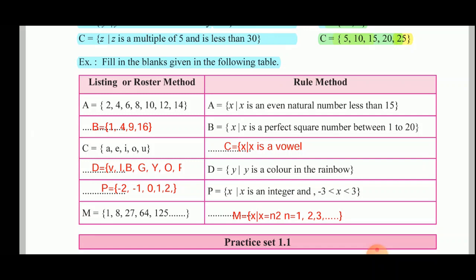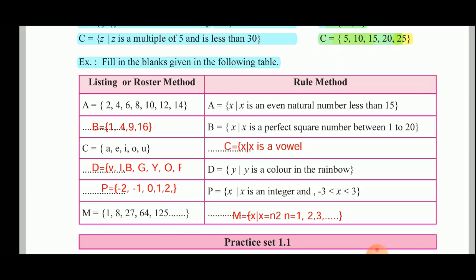Now A = {2, 4, 6, 8, 10, 12, 14}. Find out the common property or the common rule by which each of these elements is an element of the given set A. So what do we see? 2, 4, 6, 8, these are all the even natural numbers.